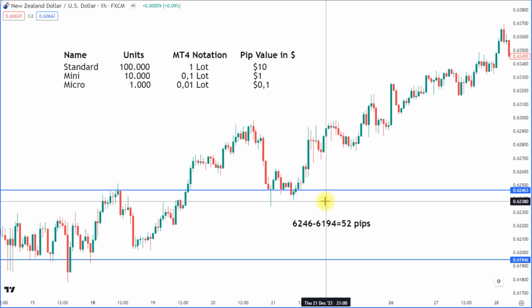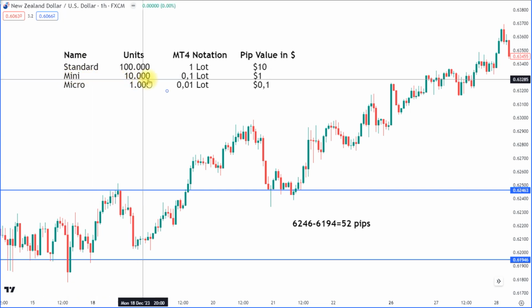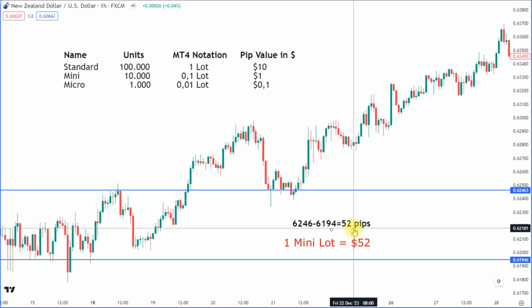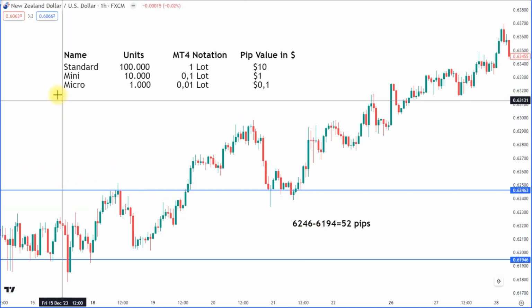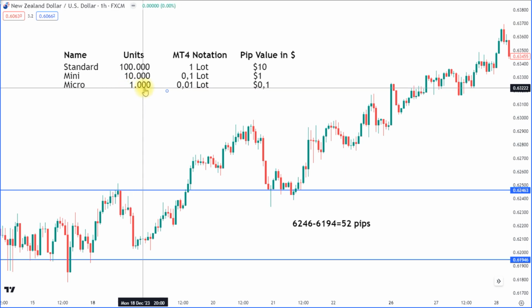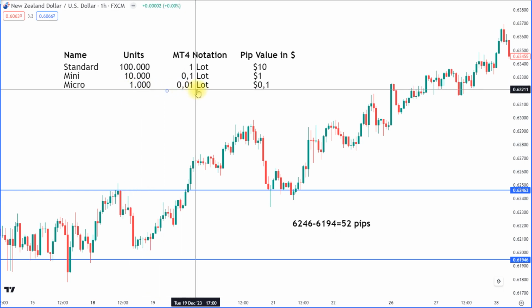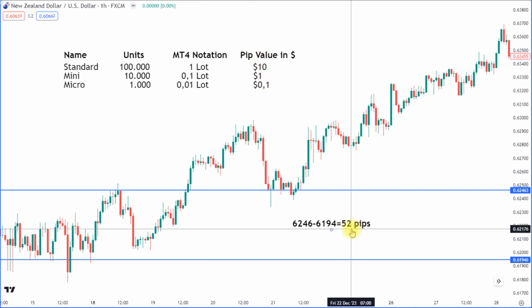in this trade. But for those who have smaller accounts or want to risk less, there are more options. One is the mini, which is 10,000 units and is 0.1 lot. This means we're moving $1 per pip, so in this case the risk would be $52. But there's of course one more option to go even lower in risk, and this is the micro, which is 1,000 units and is worth 0.01 lot. So we're moving $0.1 per pip. In this case, it would be $5.2 that we are risking.